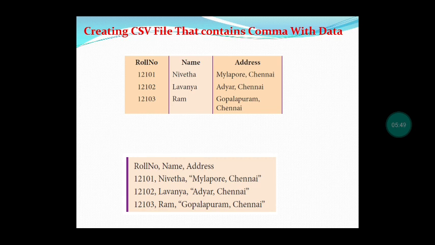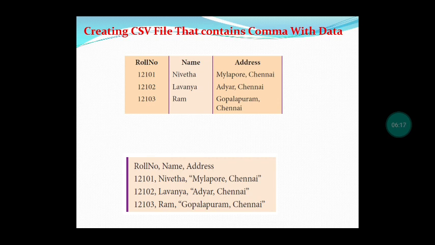Here, one example is given: roll number, name and address. Roll number and name, there is no comma at all, but in address, we need a comma. If we are using a comma in CSV, it should be separated into different cells. But if you are using double quotes, then it should not be separated into different cells. The address can be in the same cell.